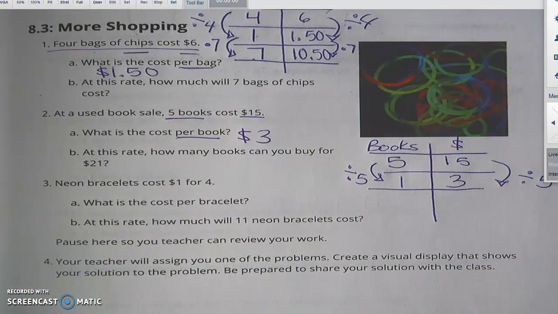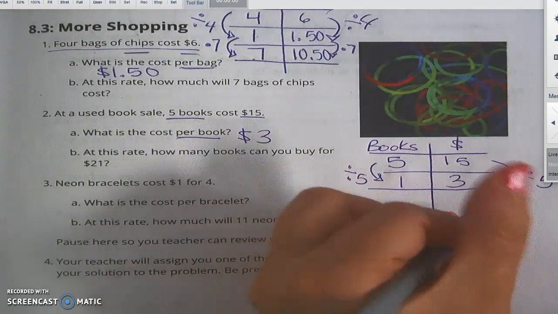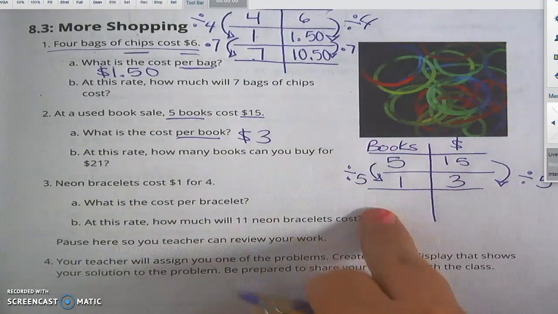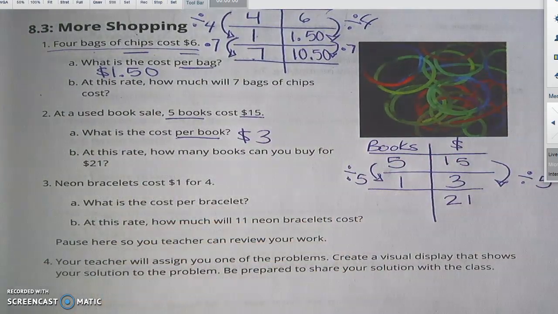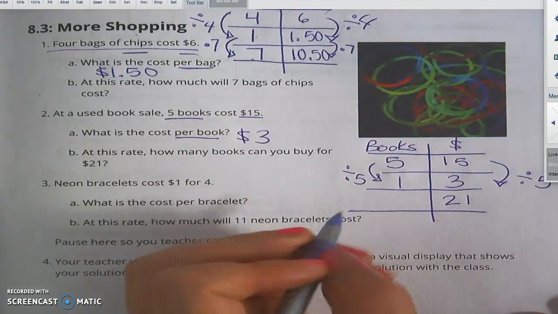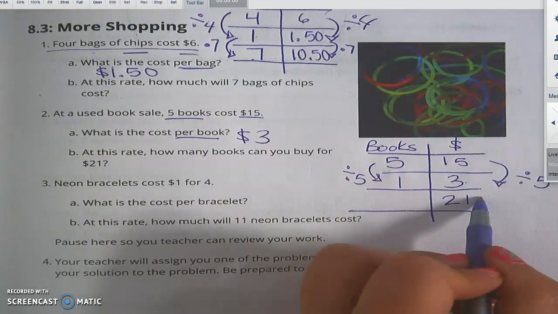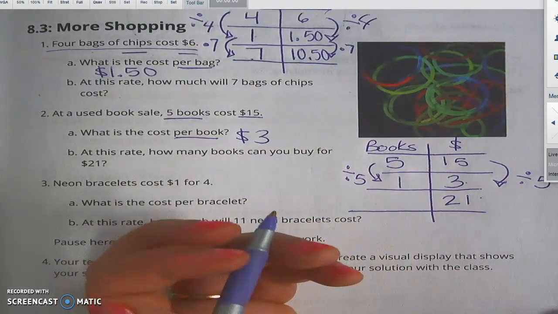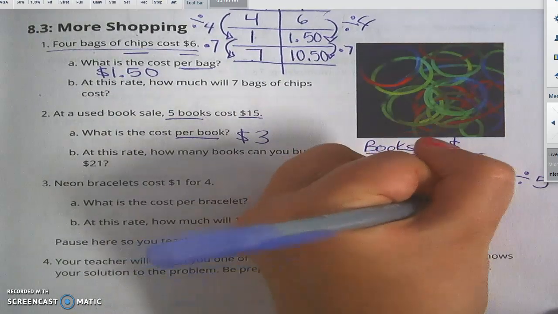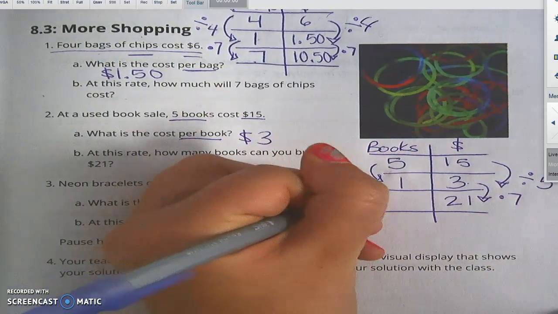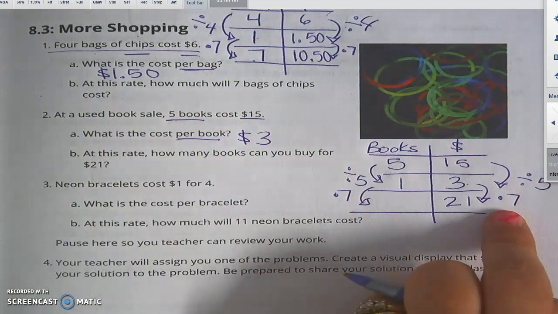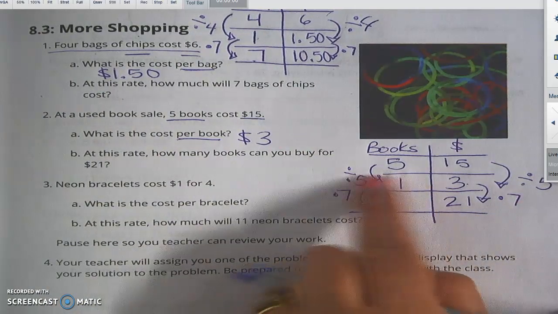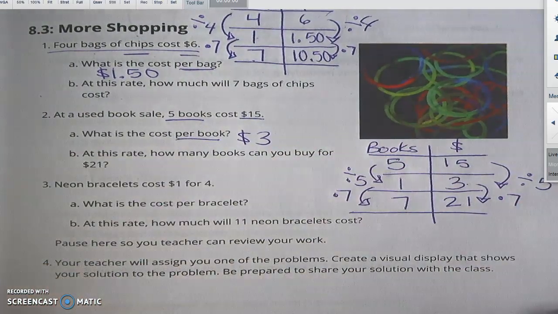So then it says, at this rate, how many books can you buy for $21? So this time, I don't want 21 books, I want $21. So the 21 is going to go on the dollars side. And then I need to figure out how to get from 3 up to 21. Well, I know that 3 times 7 gives me 21. So I'm going to do times 7 here. And on this side, I'm going to do times 7. So 3 times 7 gives me $21. 1 times 7 gives me 7 books.